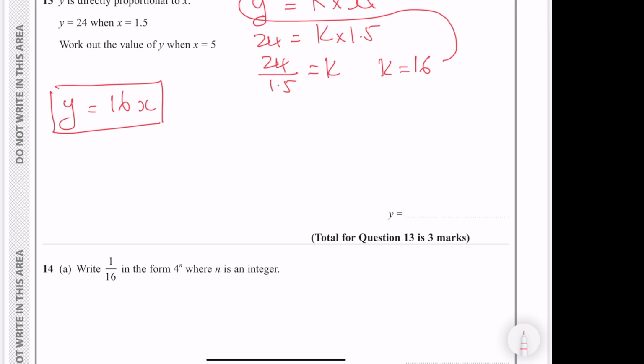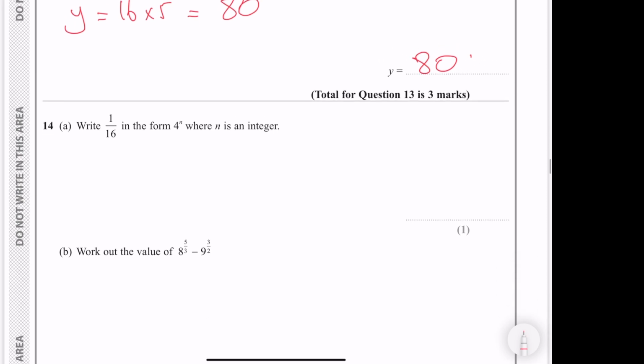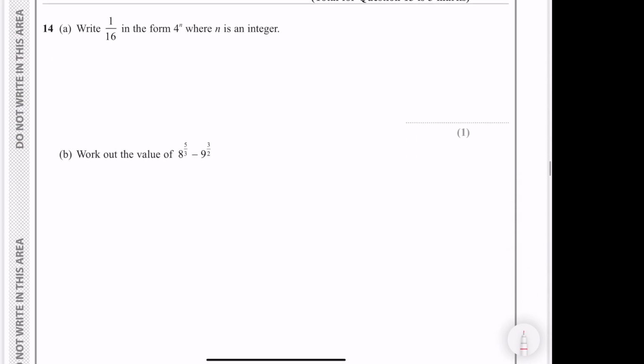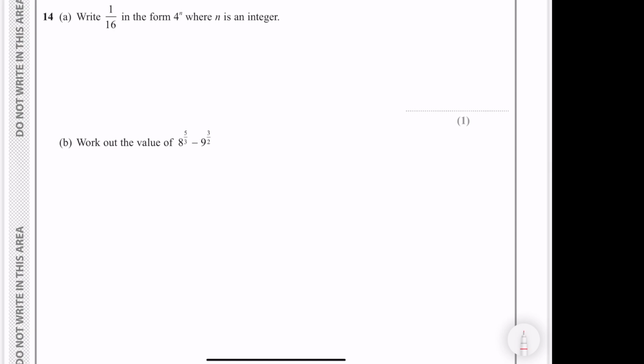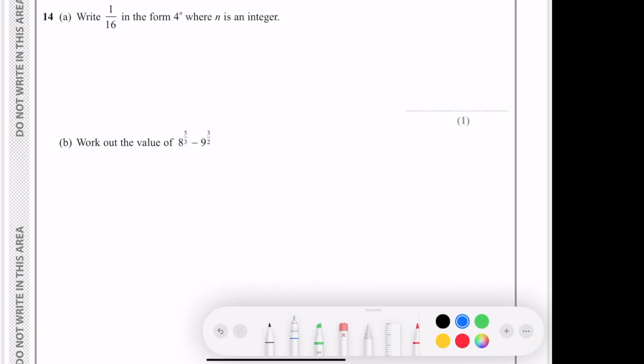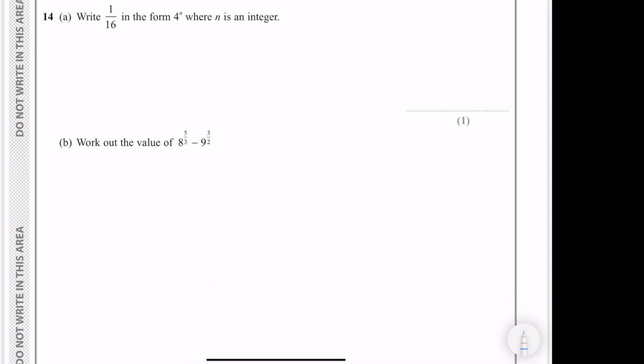Once you have the equation, then you can answer any questions. The question here says, work out the value of y when x equal to 5. So y equals 16 multiplied by 5, and 16 times 5 is 80. Right. So the last question that I think is the border between higher and foundation, and this is maybe just for higher, but in foundation GCSE they also do basic indices, so I think I will stop at this question.